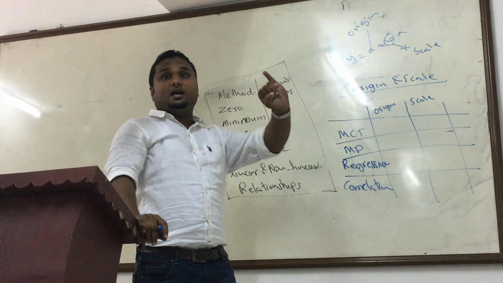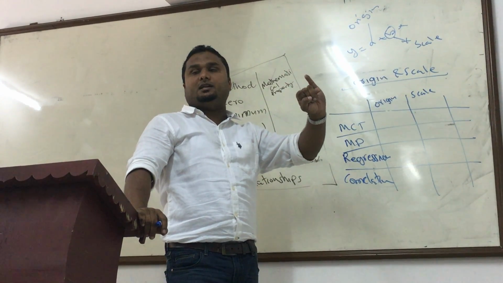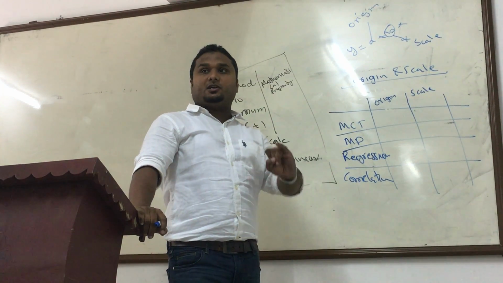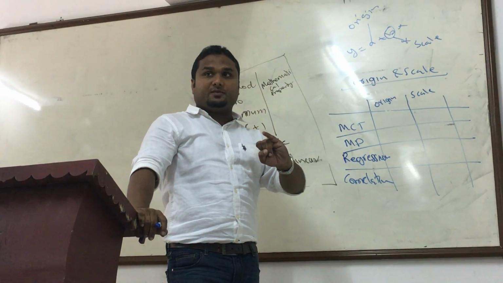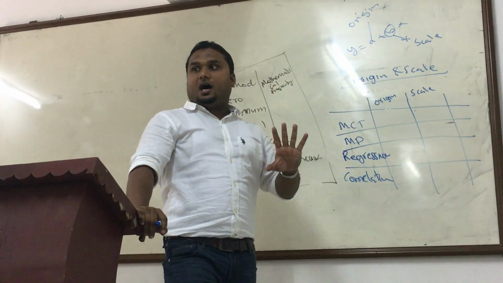There are two types of words. One is independent and dependent. The other one is affected and unaffected. Affected is equal to dependent. Affected means dependent. Independent is equal to unaffected.